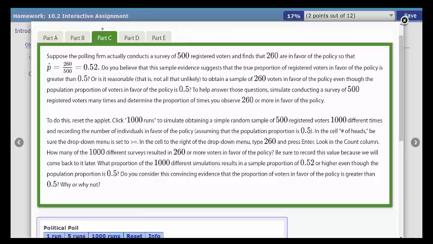Well, this is only one sample. What about if I run another sample and I don't get something more than 50%? Can I still make a conclusion that yes, actually the percentage of people who would vote in favor of the policy is more than 50%? So we're gonna run a simulation here, and it says click 1,000 runs here. 1,000 runs means you're gonna survey 1,000 samples, and each sample is of size 500. So you're gonna do it 1,000 times.